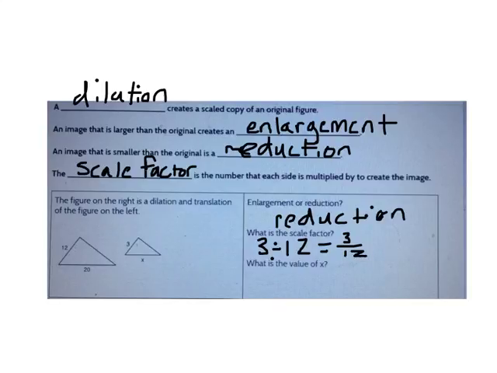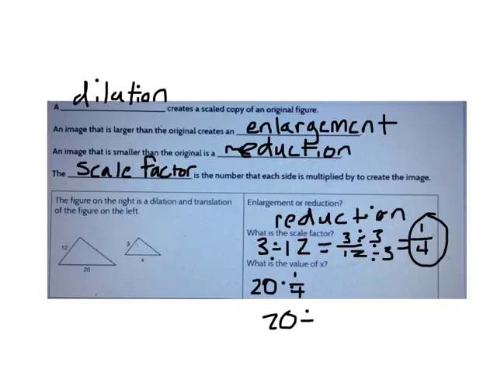Then I can simplify. What's the largest number that goes into 3 and 12? It's 3. When I divide both 3 and 12 by 3, what's my new fraction? It's 1/4. So the scale factor is 1/4. To find x, I can multiply 20 times 1/4. That's the same as saying 20 divided by 4. What's 20 divided by 4? It's 5. So x is 5.